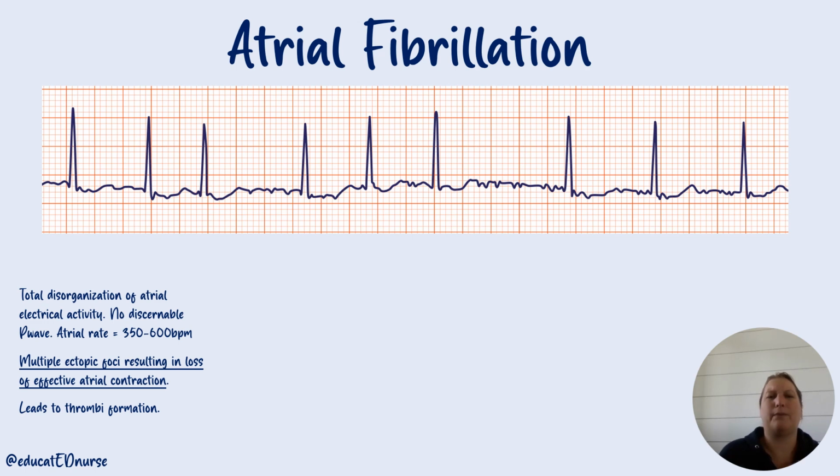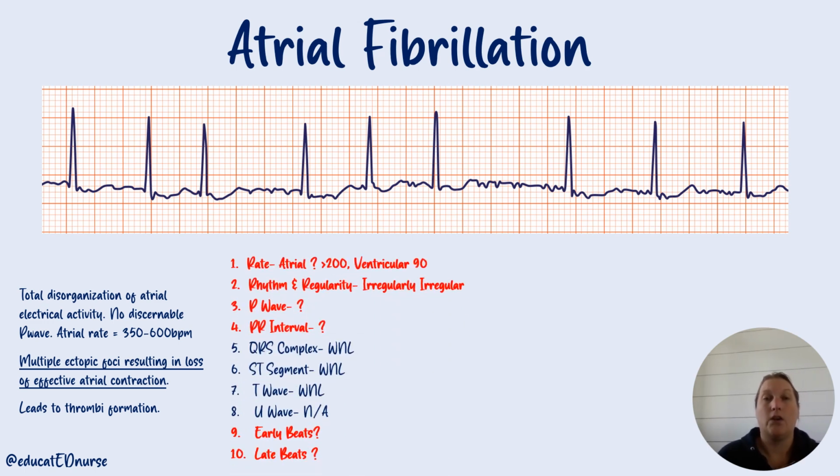So let's look at our 10 points to normal sinus rhythm. When we look at this particular EKG, I tried to count them, but obviously I couldn't count every little blip, but the atrial rate is greater than 200. It's probably closer to 300, but you really can't tell with all the fibrillatory waves. The ventricles, you can count them, there's 9, so your ventricle rate is 90. Obviously, your rhythm and regularity here is irregularly irregular. There's no rhyme or rhythm to this.